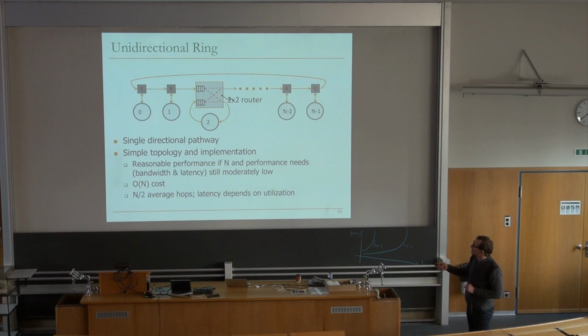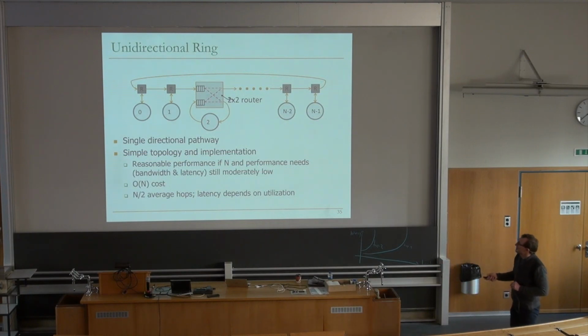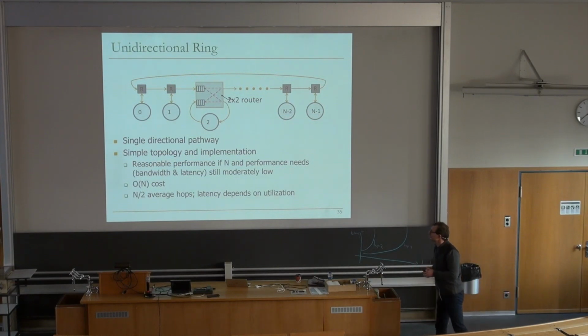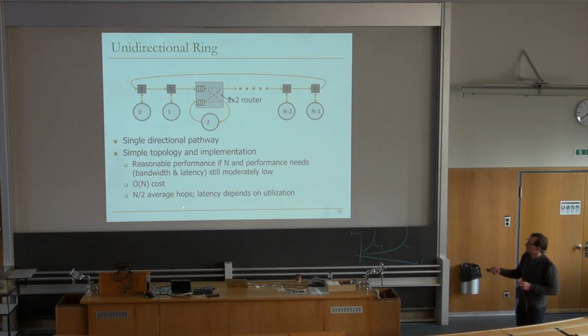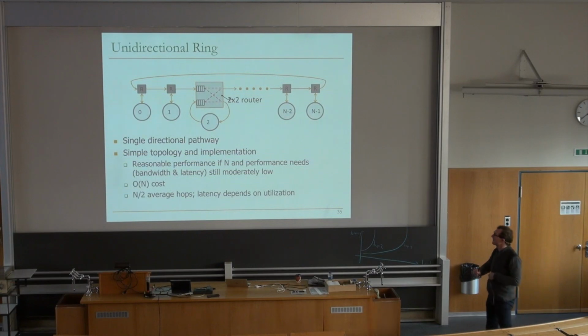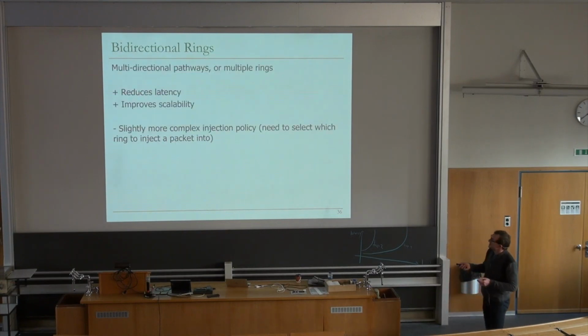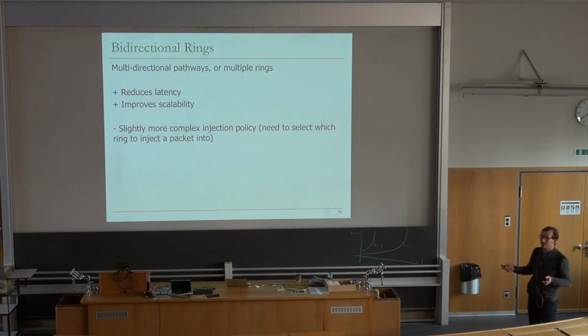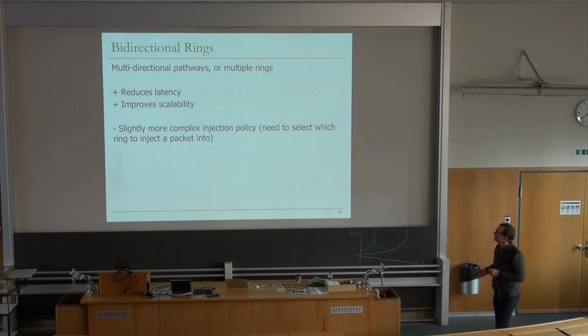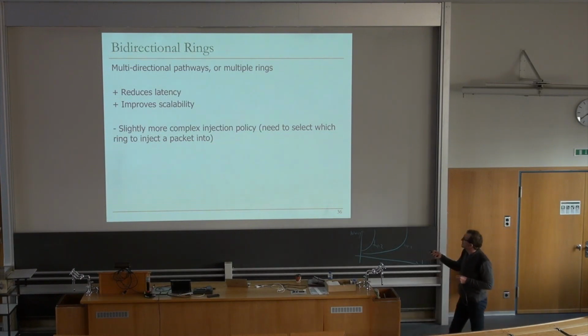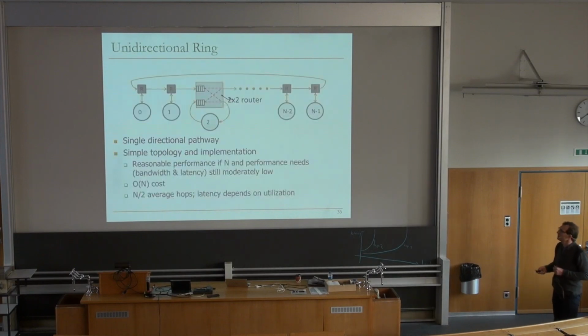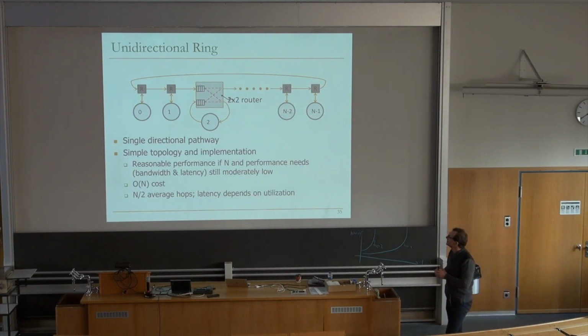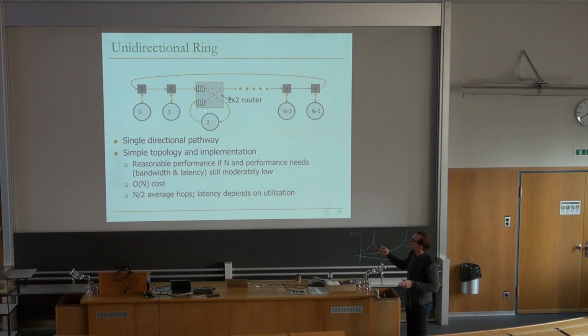Anyway, the topology is very simple, and implementation is also very simple. You get reasonable performance if n is moderately low, and the performance needs are also moderately low. And cost we've already discussed. It's O(n) cost, n divided by 2 average hop. Latency depends on the communication patterns that you have. As I said, you could make it bidirectional. You could have multi-directional pathways or multiple rings. This reduces latency and improves scalability. But now you have a slightly more complex injection policy. You need to select which ring to inject a packet into. So this is a single directional ring. You could think of a bidirectional ring as another ring over here, but going the opposite direction, right? It's essentially two rings. Where they interact with each other is when you're injecting or ejecting, basically.